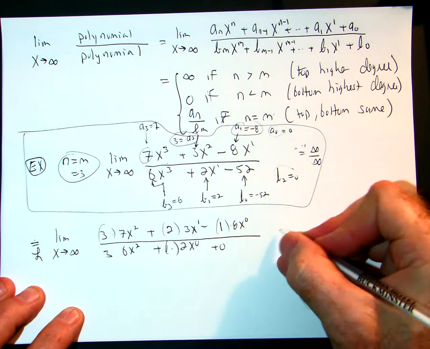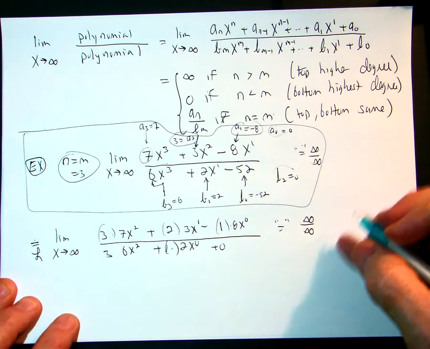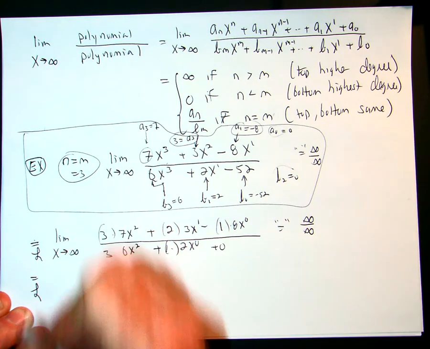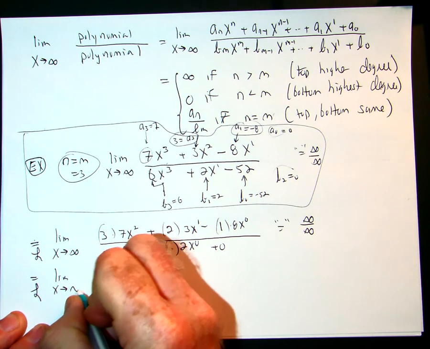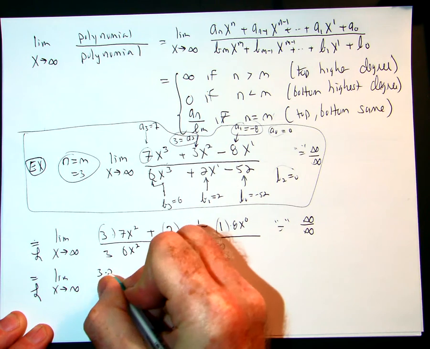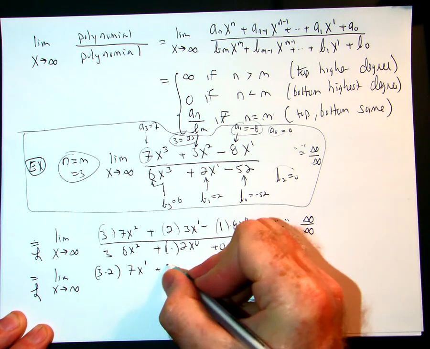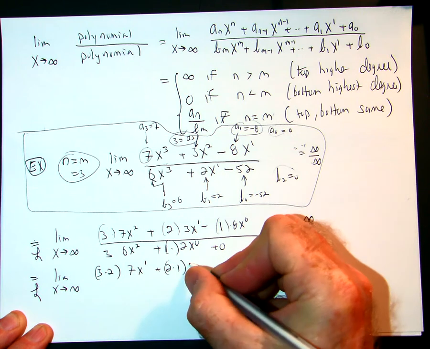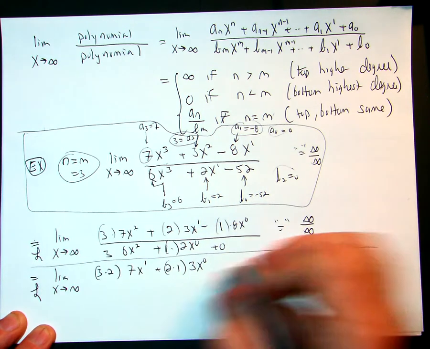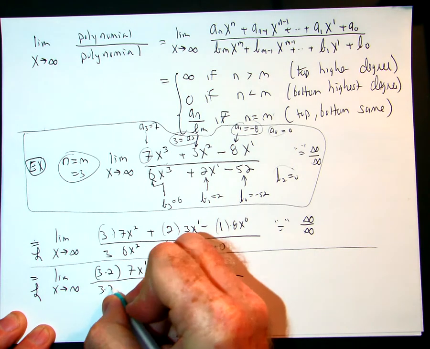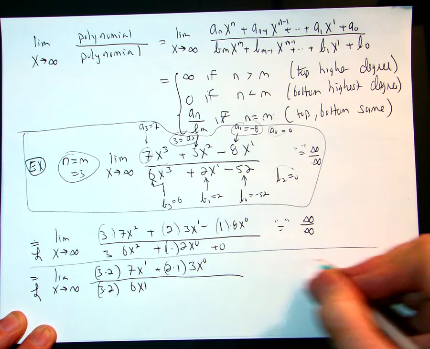Okay, I plug in, that's still infinity over infinity. So I'm going to use L'Hopital again. Bring the exponent down, I get 3 times 2, 7x to the 1. Bring the exponent down, I get 2 times 1, 3x to the 0. That's a constant, so that's going to be 0. Same thing, 3 times 2, 6x to the 1. Constant terms, I'm going to get a 0 here.